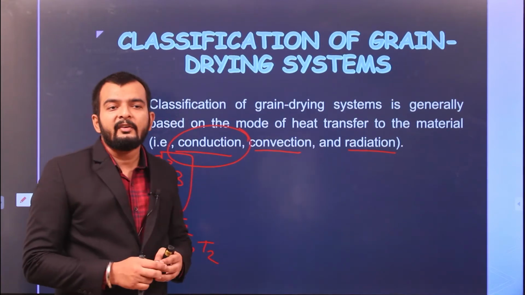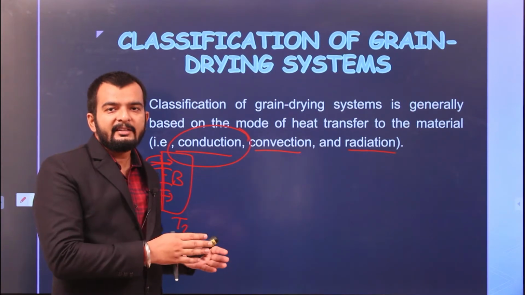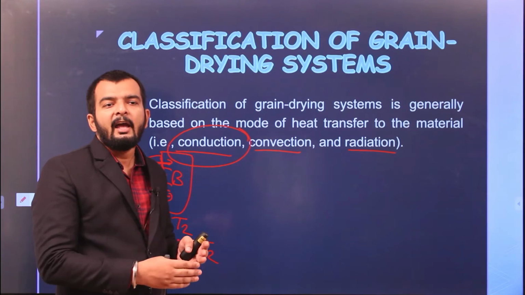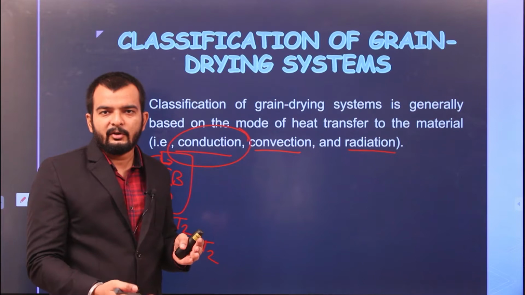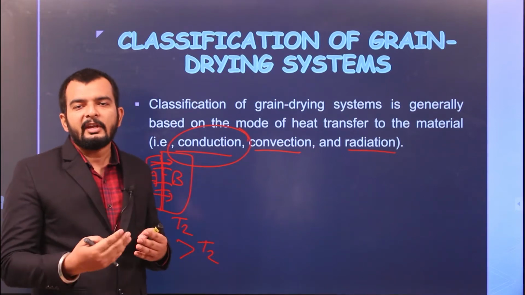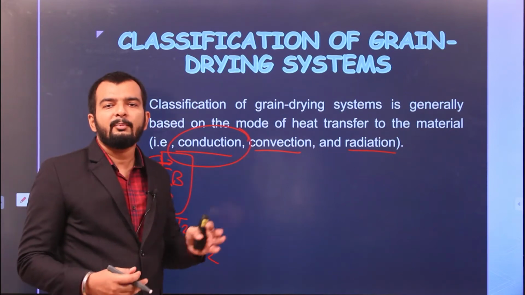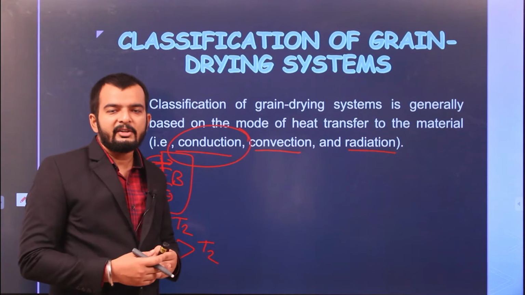In case of grain drying, our grains are in contact with a contact surface, a direct surface which is getting heated and which will transfer the heat to the seed grains. So this involves conduction, hence the mode of heat transfer of this drying system will be conduction drying.